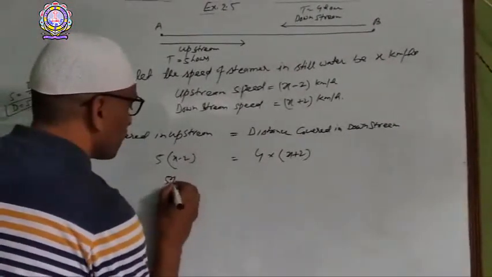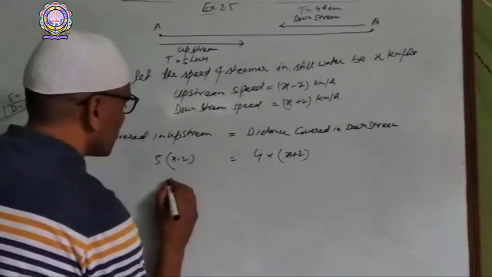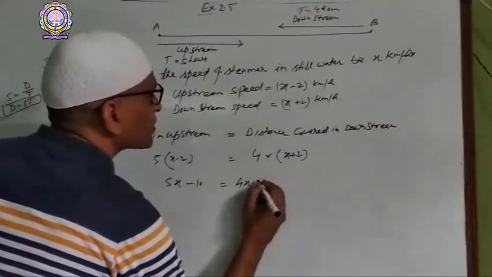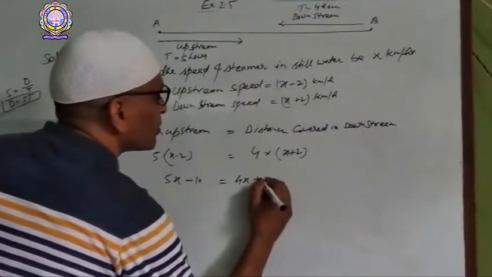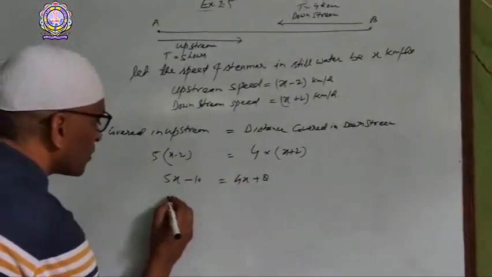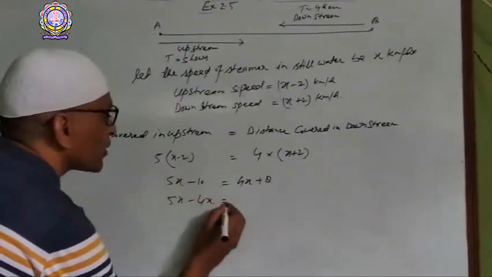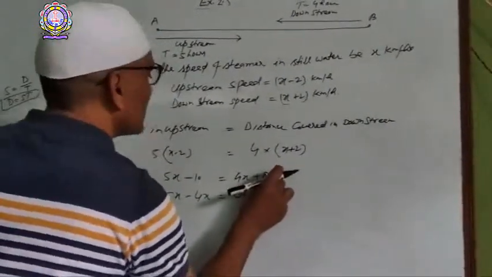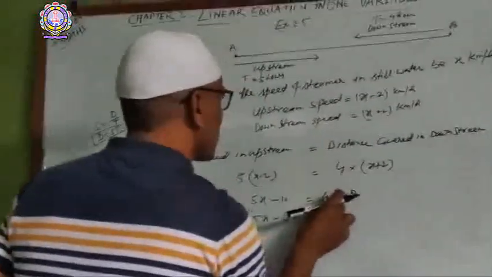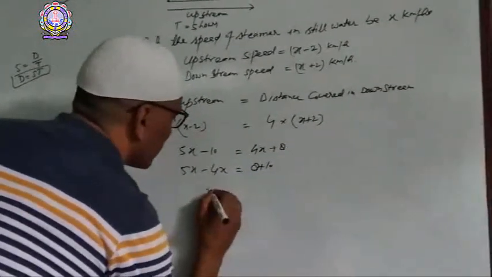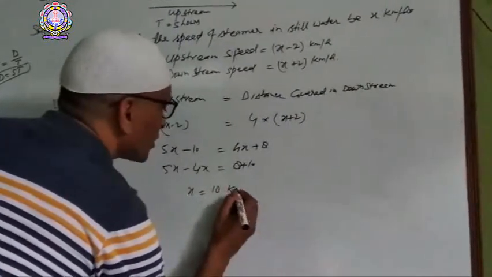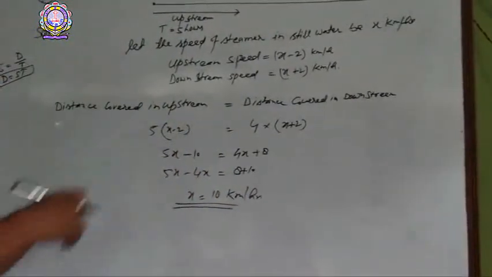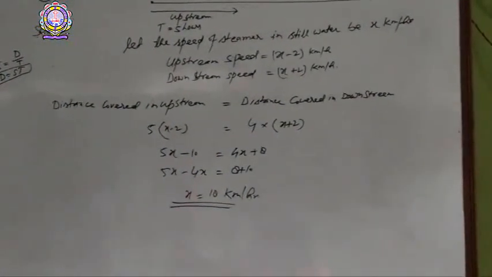This will give you 5x minus 10 is equal to 4x plus 8. It means 5x minus 4x is equal to 8 plus 10, when we transpose minus 10 to the right hand side and 4x to the left hand side. This will give you x is equal to 18 kilometer per hour. This is the speed of the steamer in still water. Okay, answer.